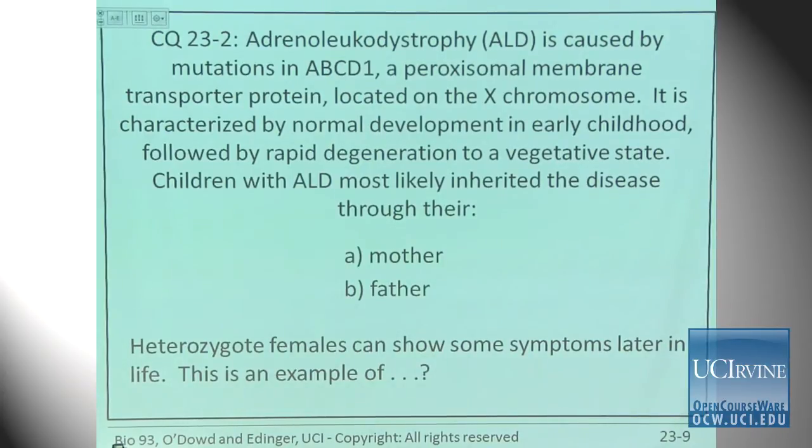Now, a little interesting side note here. It turns out that the female carriers that are heterozygous sometimes show symptoms later in life. So this would be an example of what kind of inheritance pattern? So the heterozygote is having a phenotype. It's sort of an intermediate phenotype. They're not sick and entering the vegetative state of the child, but they're not normal either. So what does that sound like? Incomplete dominance. Right. So the heterozygote has a phenotype that's intermediate between the normal person and the one that's affected with the disease. Any questions about this?